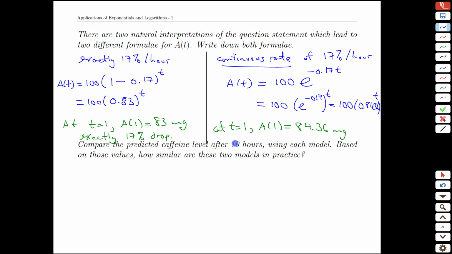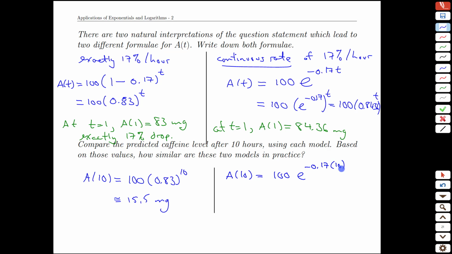Let's take the forecast from these two models out a bit further, out to 10 hours, and see what we get. If we do that, we're going to have 100 times 0.83 to the power 10 on this side here, and that's going to be approximately 15.5 milligrams of caffeine left over. If we use the model on this side and forecast 10 hours into the future, 10 is our t in the exponent. And when we calculate that out, we get approximately 18.3 milligrams. This would be one of those scenarios where we say that these are similar. They've both lost about 80 to 85% of their caffeine, but they're certainly not equal.